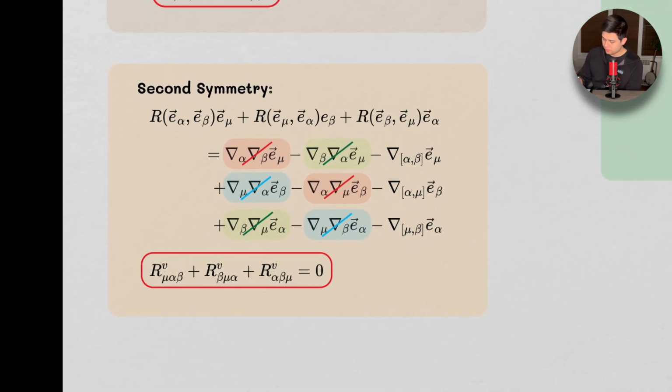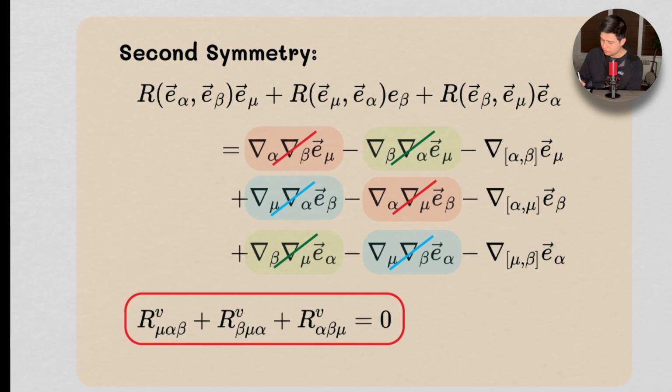The second symmetry concerns the three indices here, okay? And this is something that we're going to use quite a bit. The idea here is that we swap the indices. We do this permutation, right? So e alpha, and then e alpha is out here.